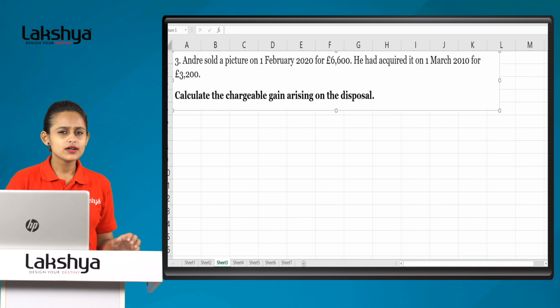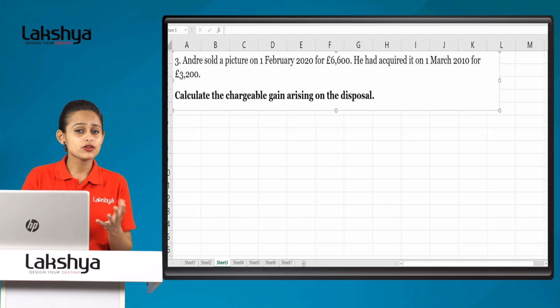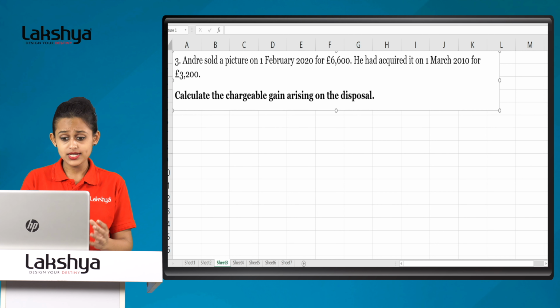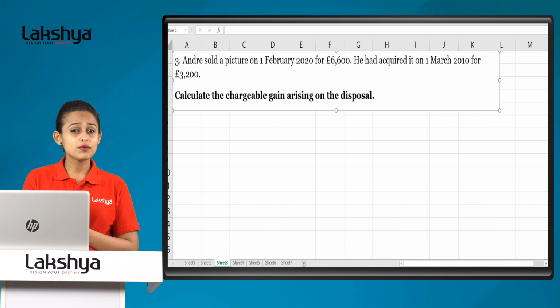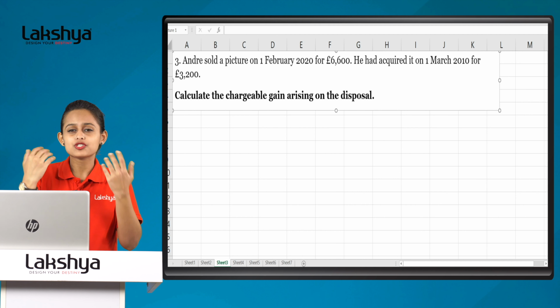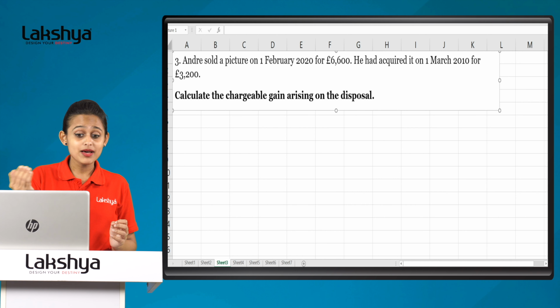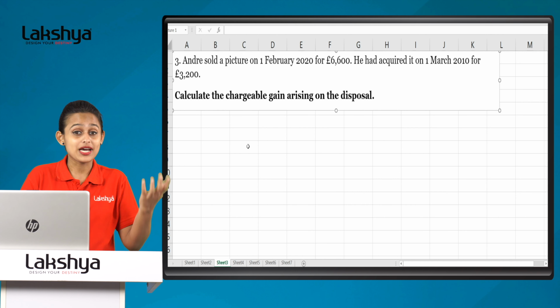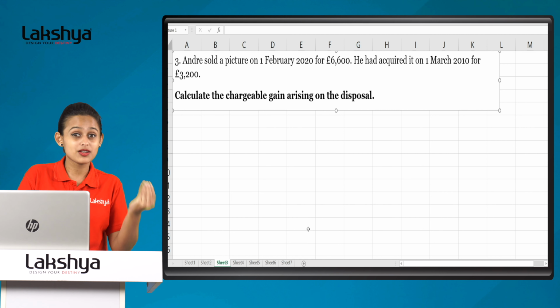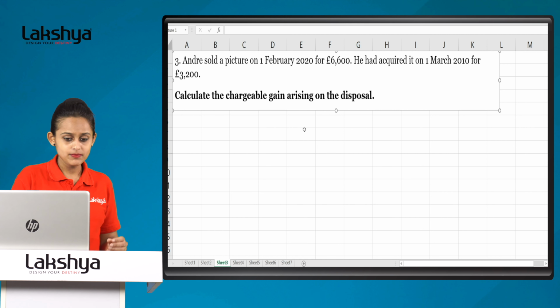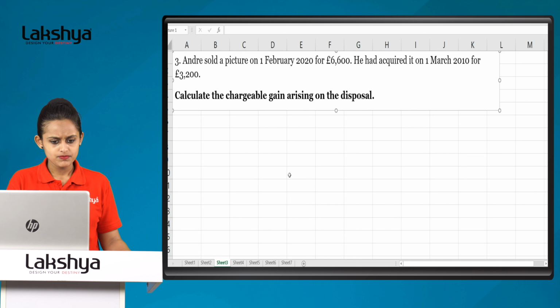Now that we have learned how to identify whether it is a chattel or non-chattel, and whether it is wasting or non-wasting, let's move on with the calculations. Usually this will come up as MCQs. In the exam you should be able to identify whether it is a chattel, and whether it is wasting or non-wasting.